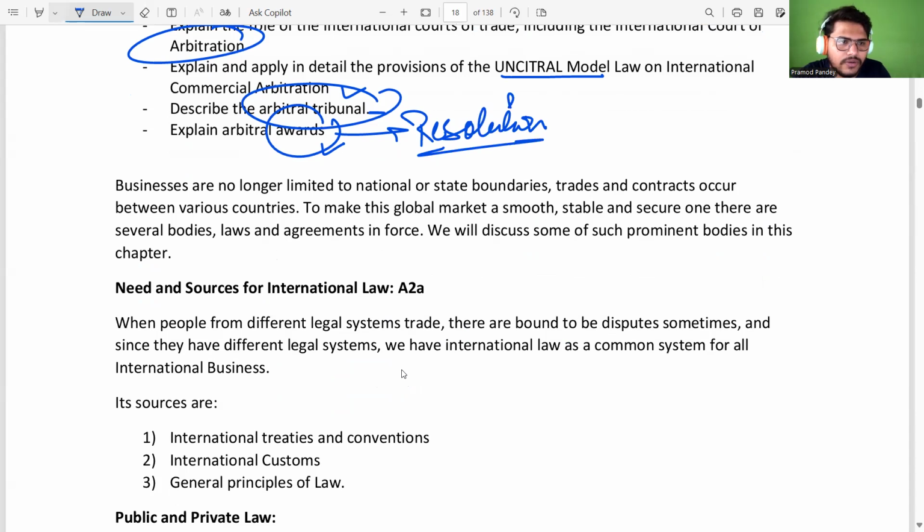Businesses are no longer limited to nations or state boundaries. Trade or contracts occur between various countries. This is so true. To make this global market a smooth, stable, and secure one, there are several bodies, laws, and regulations or agreements in force. We will discuss some prominent bodies in this chapter. Prominent meaning the major ones, right? Or major bodies.